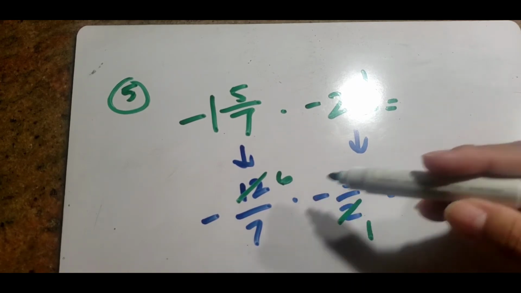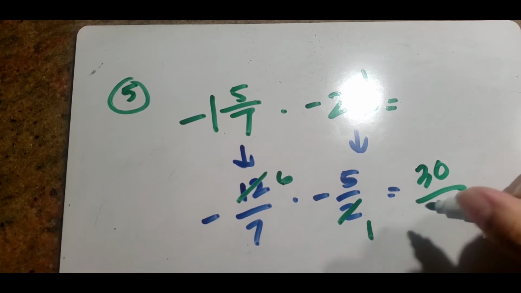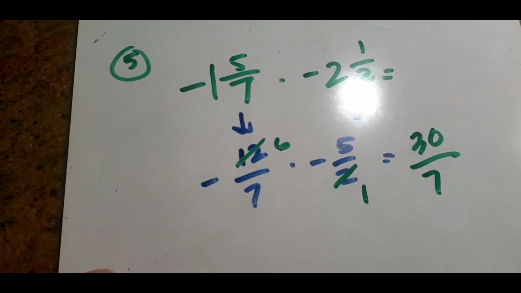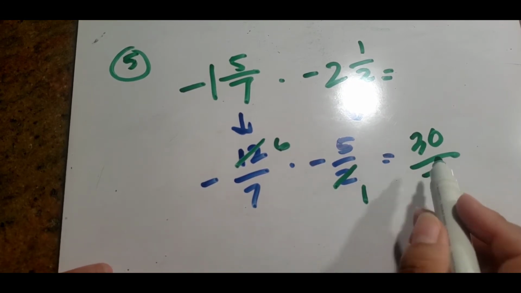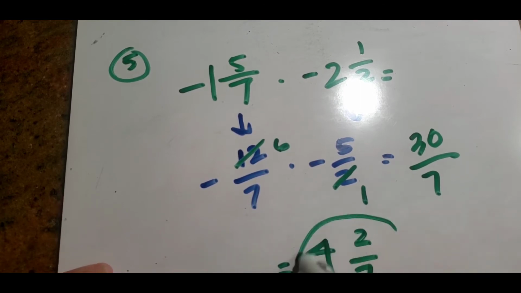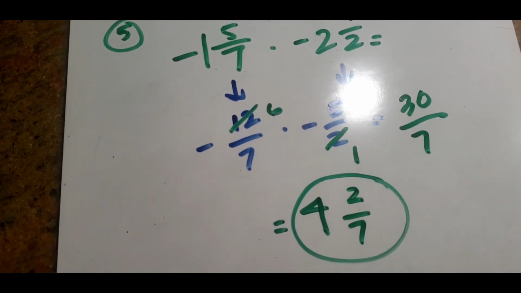6 times 5 is 30, and since they're both negative, a negative times a negative is a positive. So 30, and then 7 times 1 is 7. So 30 over 7. And now I want to write it as a mixed number. So 7 goes into 30 4 times without going over. Okay. 7 times 4 is 28, plus 2 is 30. So my final answer is 4 and 2 7s. Okay. All right, so now let me give you a couple so you can try on your own.